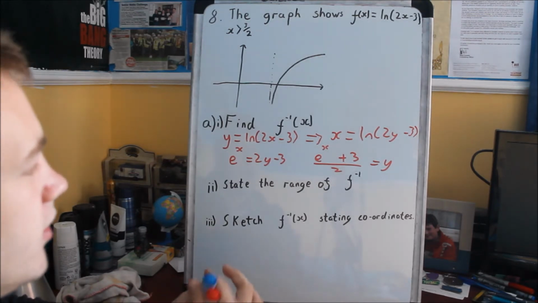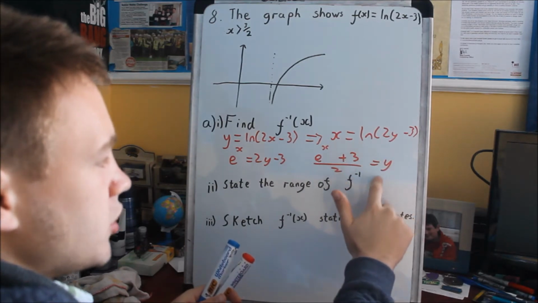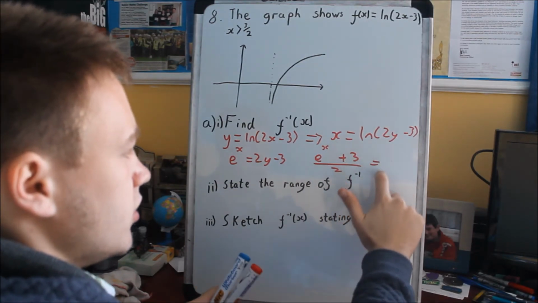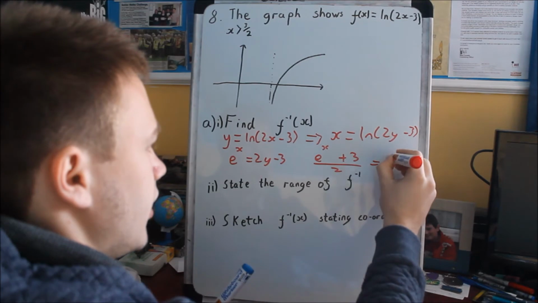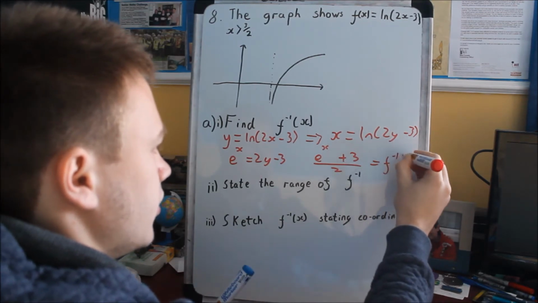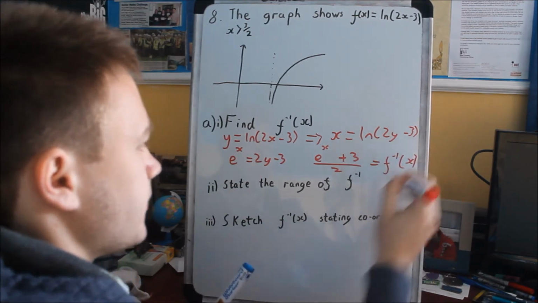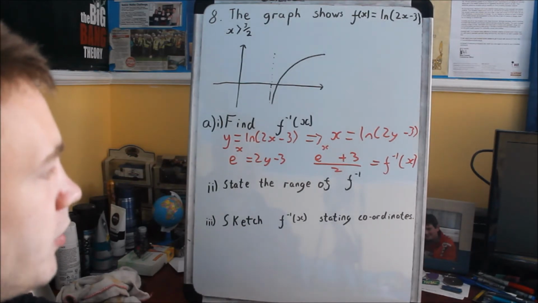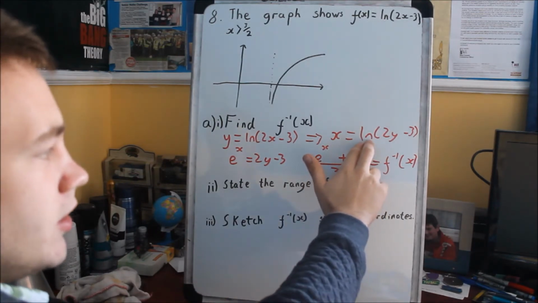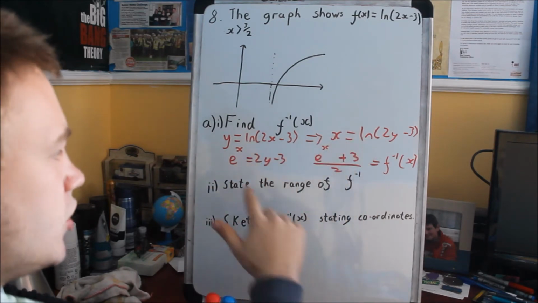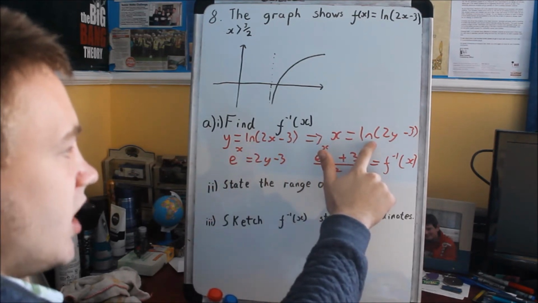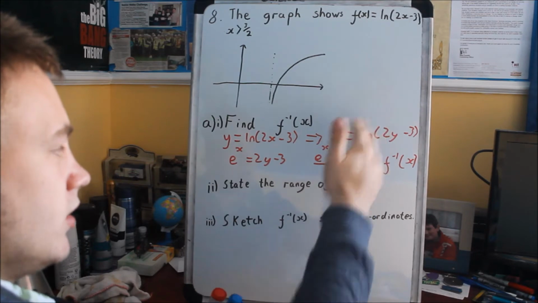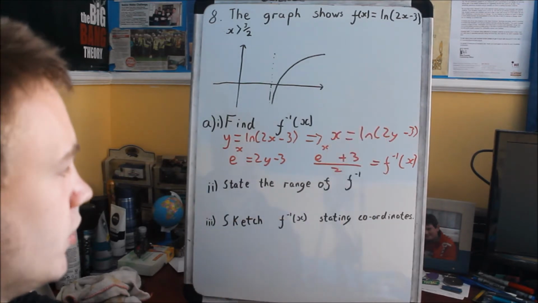And then we would change that y to be f to the minus 1 of x, the inverse function of x. So that's what it equals. Most people were fine with that. Some people didn't know how to get rid of the ln. If you exponentiate both sides, it gets rid of the ln on that side, but you have to exponentiate that side as well. And that's how you get rid of the natural log.